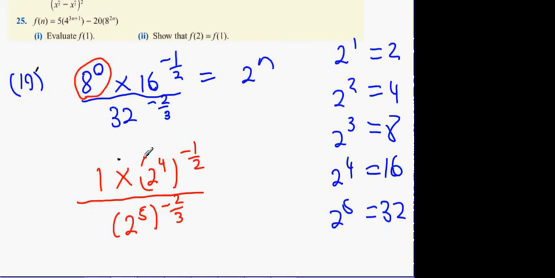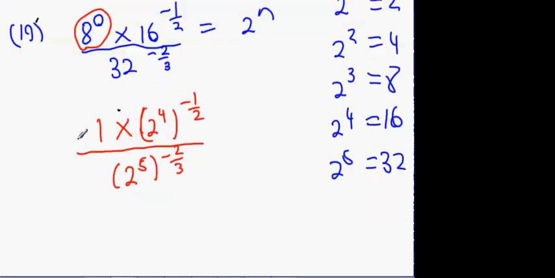Let's begin. I don't have to put the 1 in, do I? 1 multiplied by anything is whatever it's being multiplied by. Get rid of the 1. It doesn't exist anymore. Okay. What's 4 multiplied by minus a half?